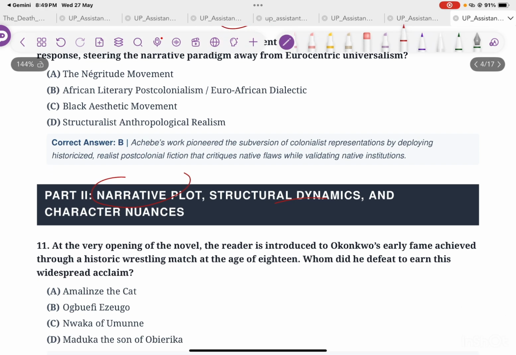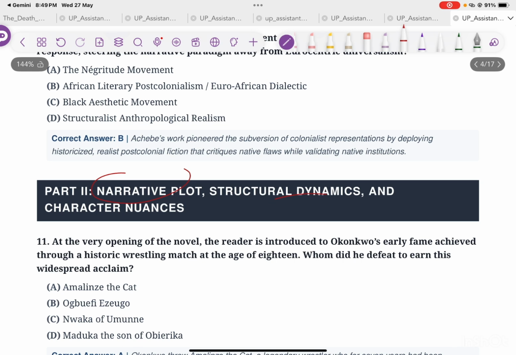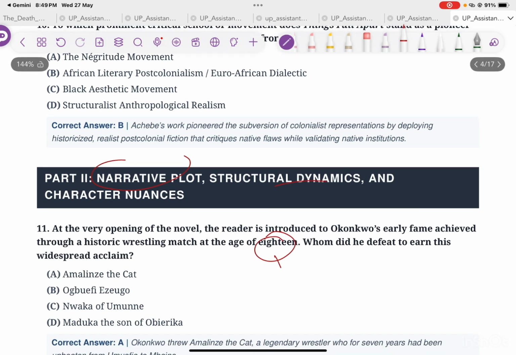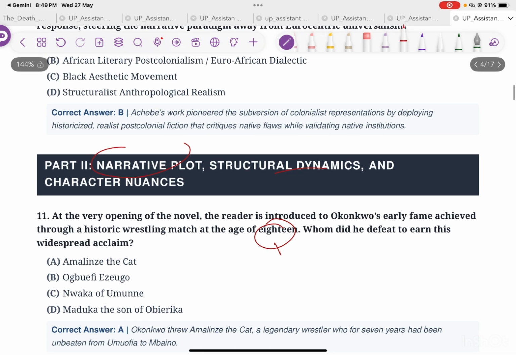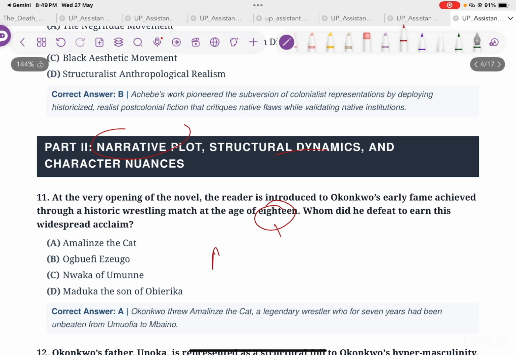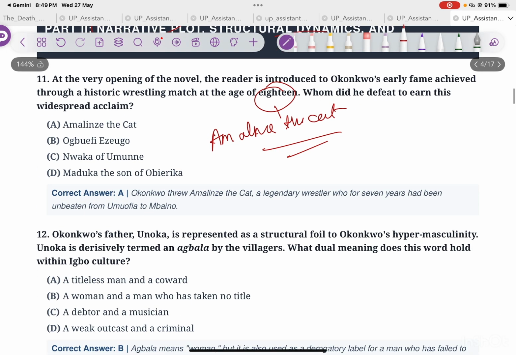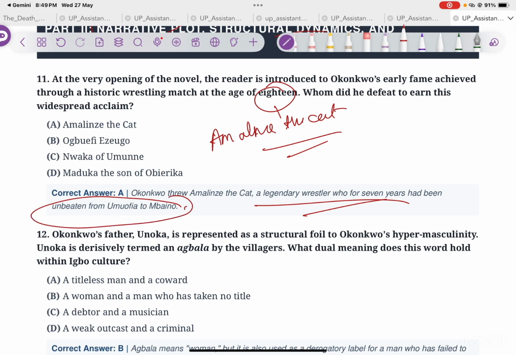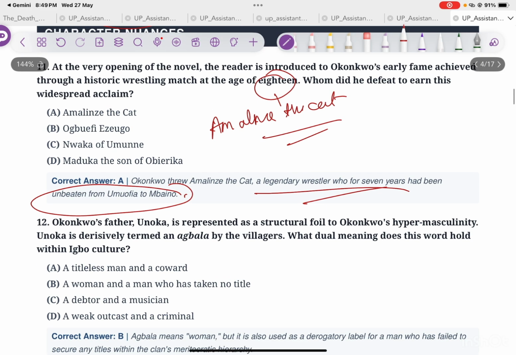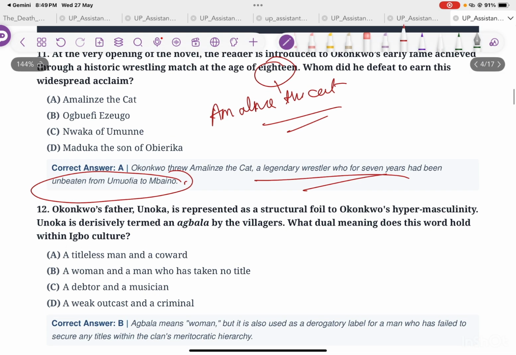At the opening of the novel, the reader is introduced to Okonkwo's early fame, achieved through a historic wrestling match at the age of 18. So whom did he defeat to earn his widespread acclaim? He defeats, I don't remember the name, these are very difficult names, Amalinze the Cat. He defeats him. He's a very legendary wrestler who for seven years had been unbeaten from Umuofia to Mbaino. So Okonkwo defeats him and exerts his physical strength and his superiority in the tribe.